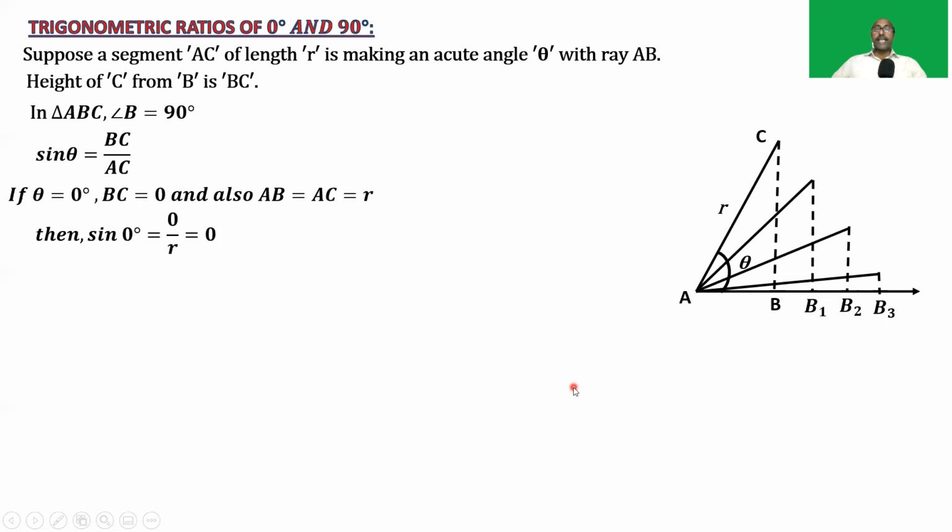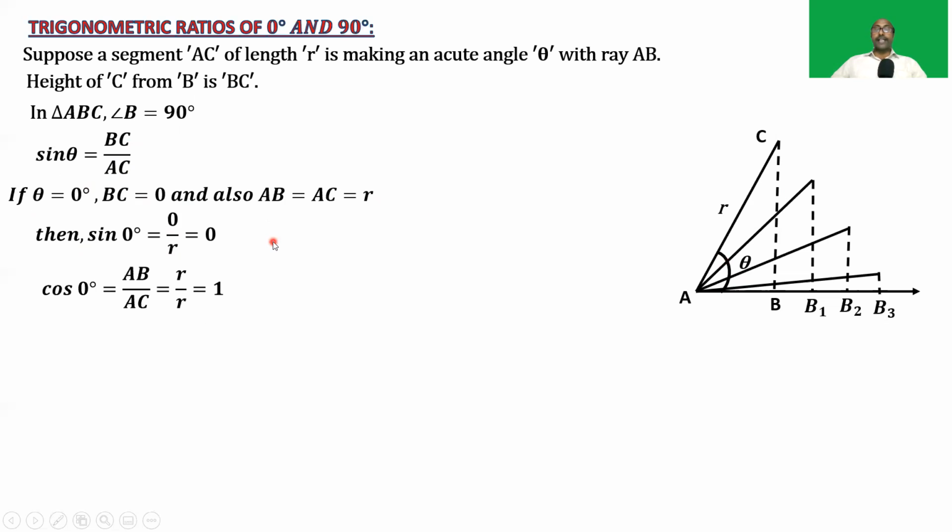Now, sine 0 degrees. Here theta is equal to 0. Sine 0 degrees: we have sine theta is equal to BC by AC. Then substituting theta equal to 0, BC equal to 0 and AC equal to R, we get sine 0 degrees is equal to 0 by R, which is equal to 0.